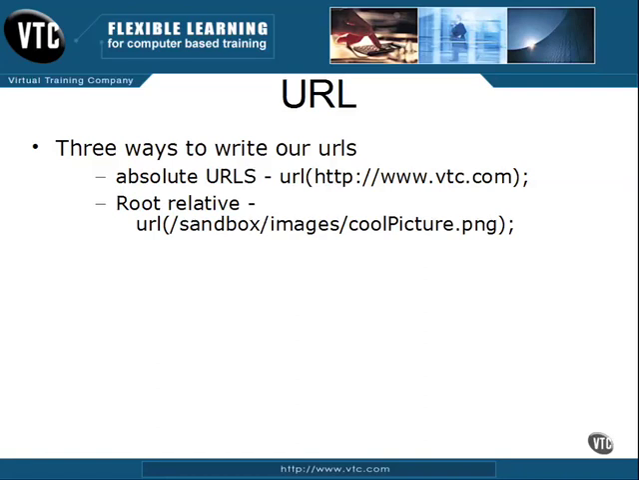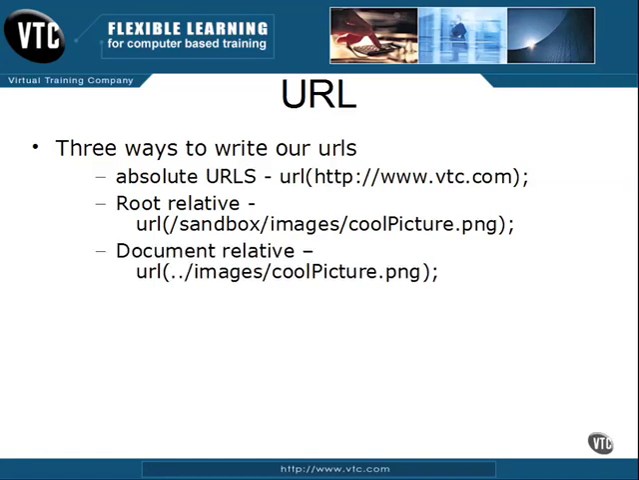And then the last method is the document relative method, and probably this is the most commonly used type of URL reference. So we end up having url, open parentheses, and at the end close parentheses, semicolon, and the URL that is written is ../images/coolpicture.png. Now the ../ is indicating that we need to move up one directory.